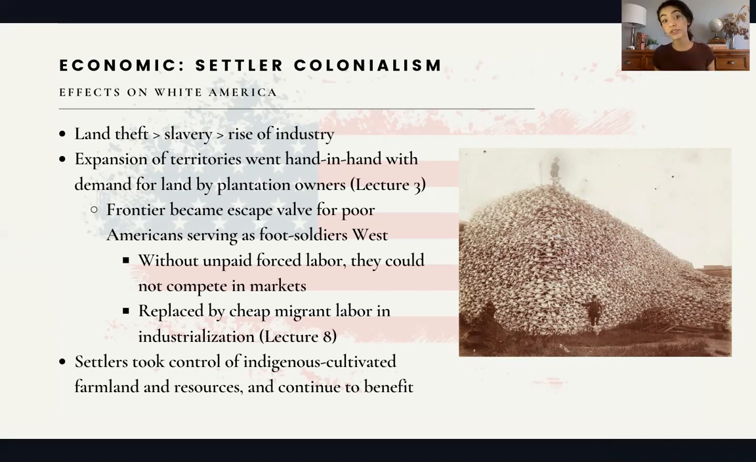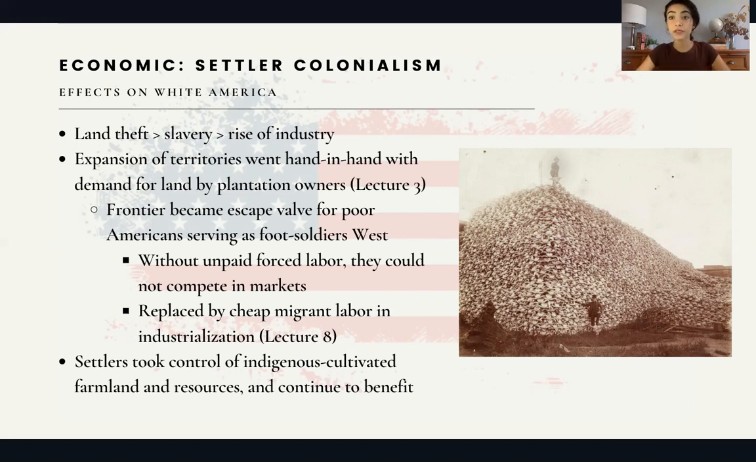Additionally, something interesting about this is there's a class aspect to it. The frontier became the escape valve for poor Americans who served as foot soldiers west. Because these Americans didn't have slaves, they couldn't compete in cotton markets, they couldn't compete in agricultural markets. And also, as industry comes about, factory owners opt to use cheap migrant labor that they can exploit, so there's no room for Americans there. This pushes them further and further west.